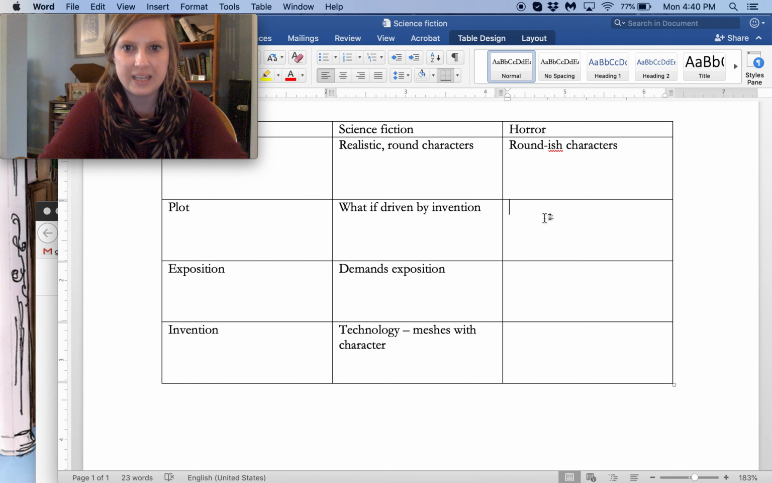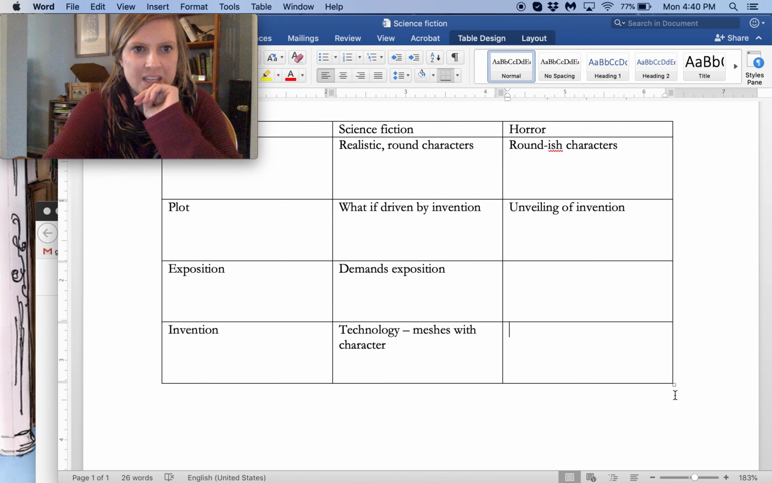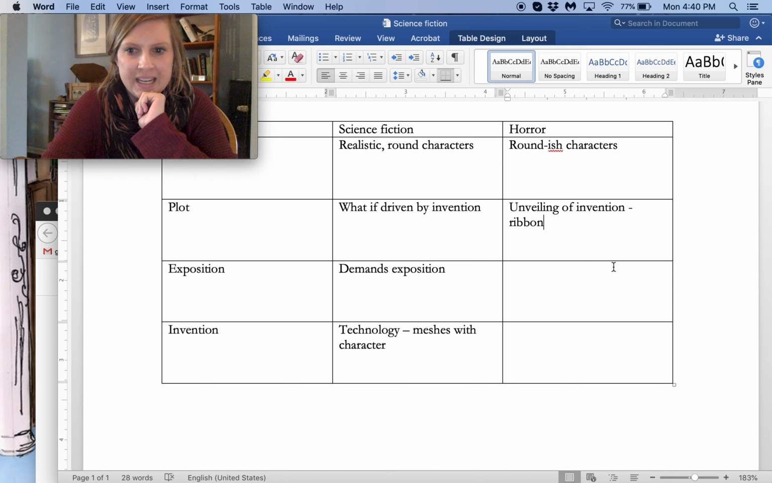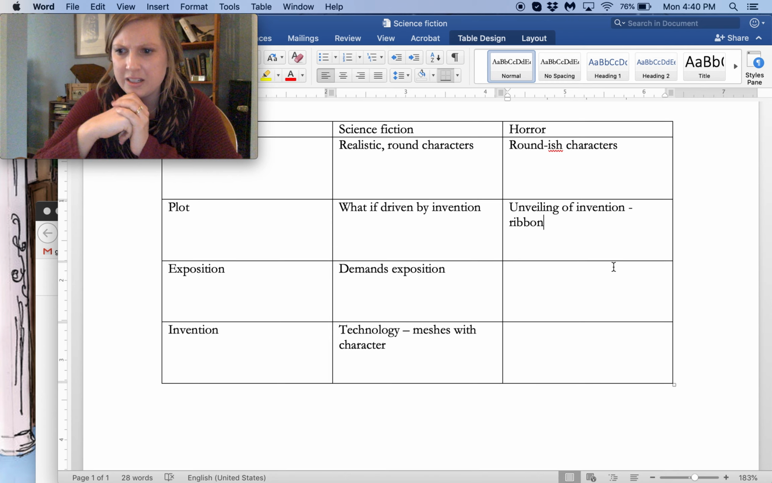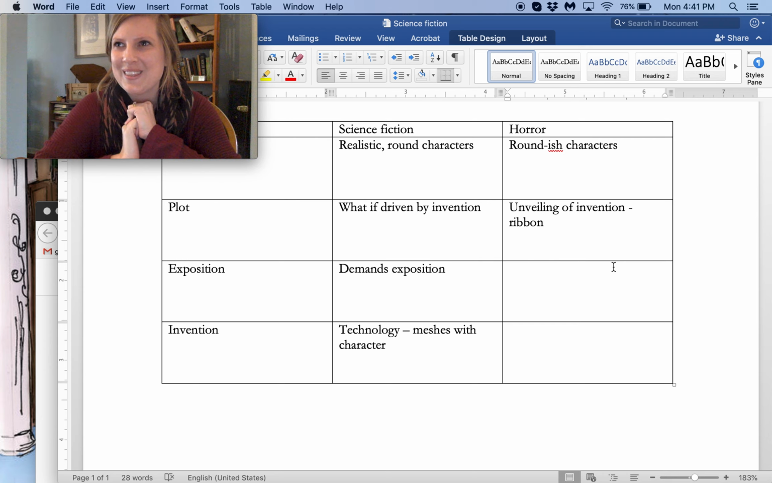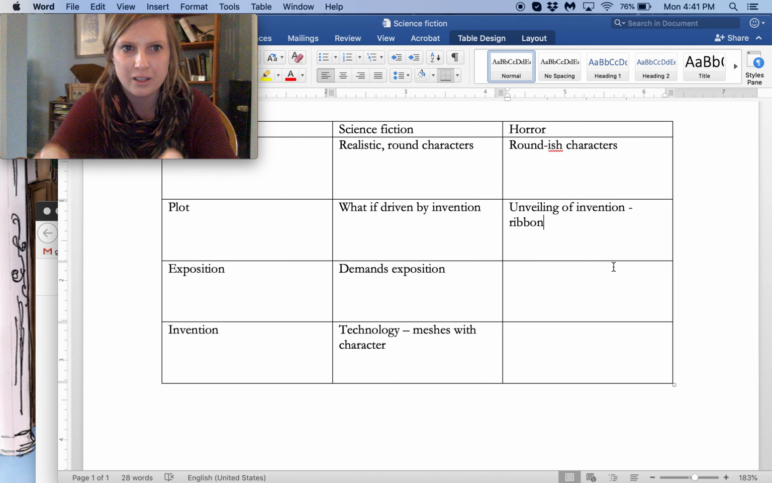So we've got a plot here that follows the unveiling of invention. In this story, the invention is the ribbon, right? The ribbon. And the unveiling in this story is really interesting because it serves a different purpose than a lot of other unveilings of invention in other horror stories. And it has a lot to do, I think, if we were together we would talk about this, with gender and with relationships between men and women. And it's interesting that the unveiling of the invention is horrifying the character that we're not close to. We could say a lot about that, but let's keep moving forward.